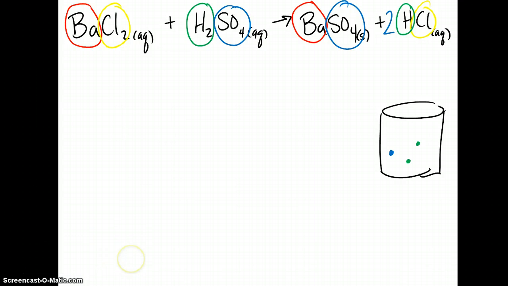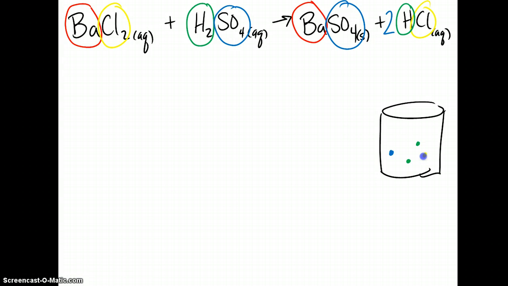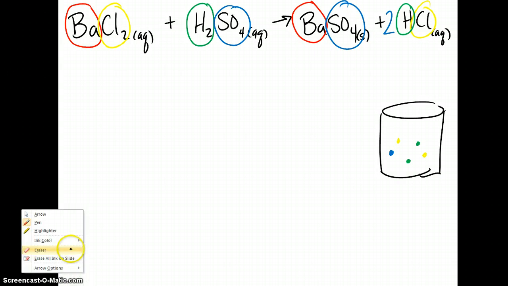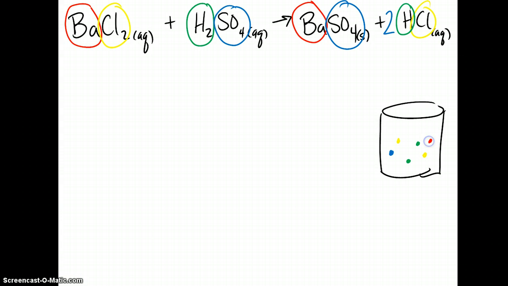I have, and I don't want blue, I have 2 chlorines. So I do 2 yellow dots. I know that because of my subscript 2. And I have 1 barium. Okay, so here are my ions that are in there, and I'm going to write that out in black.